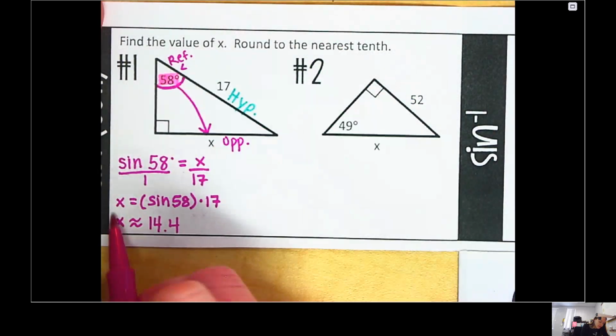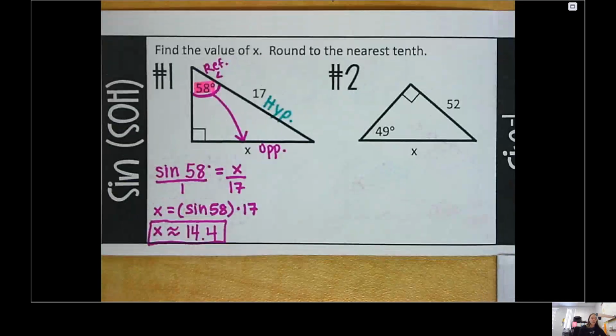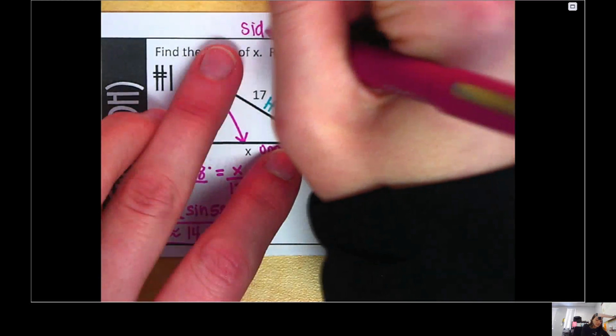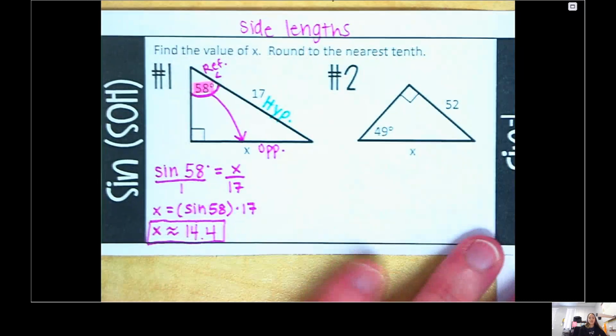And there you have it. We just found a side length using the sine ratio. So all these ones on the left side of my flap here are for side lengths. Okay, so let's try number 2.